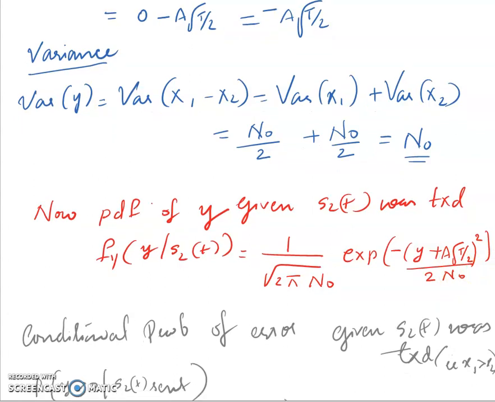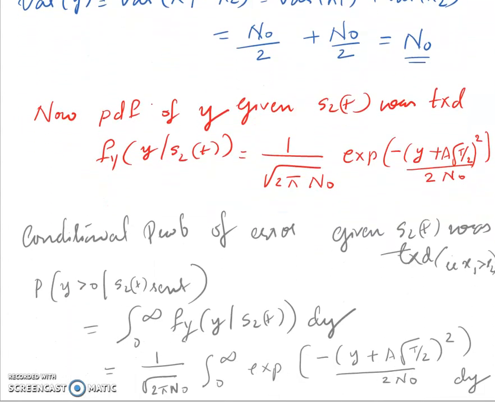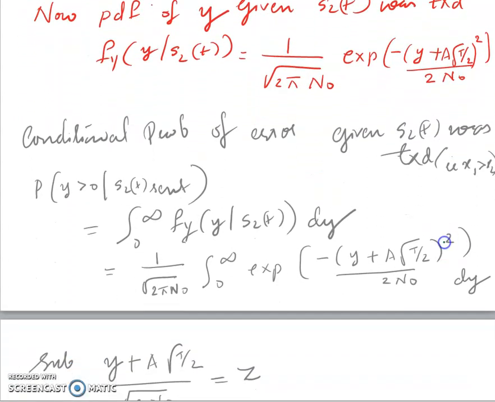Okay. Now, we need to find out the probability of error, the conditional probability of error given s2(t) was transmitted. So, s2(t) is transmitted, and we assume that x1 should be less than x2. The error occurs when x1 is greater than x2, or y is greater than 0. So, we need to find the area under the PDF for y greater than 0, so from 0 to infinity.